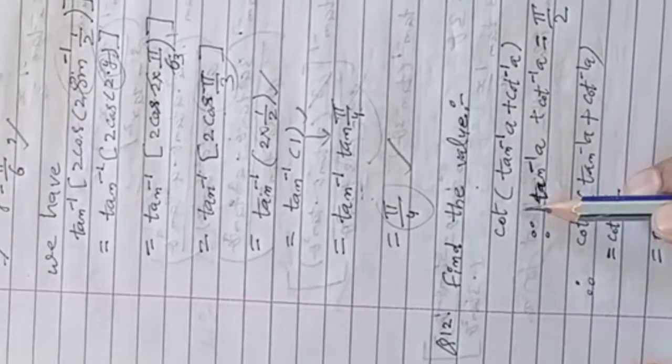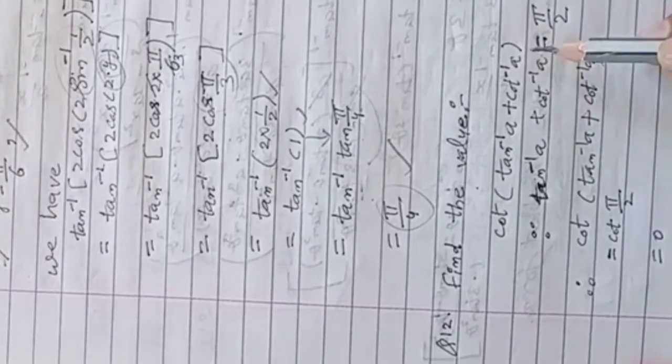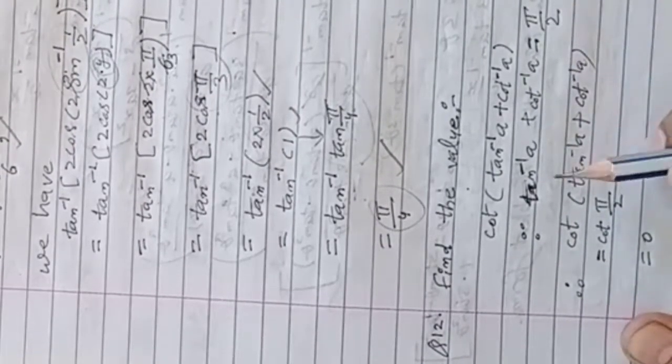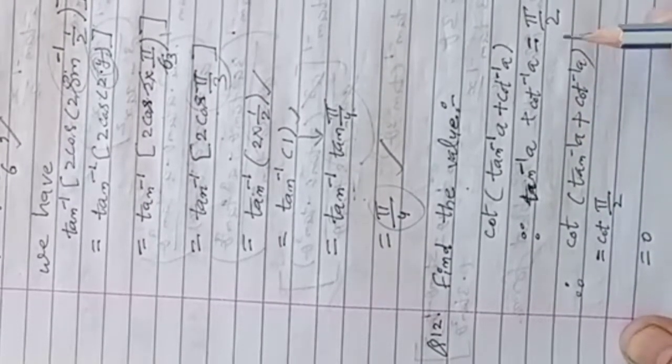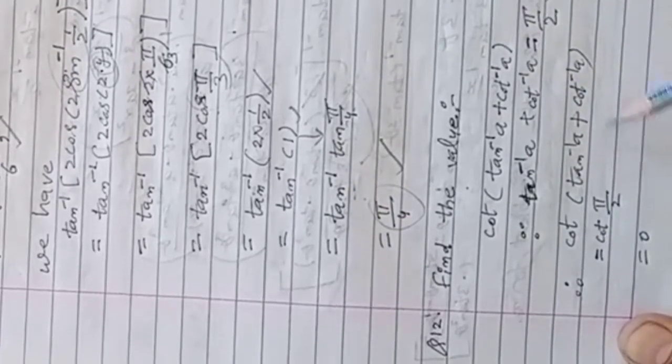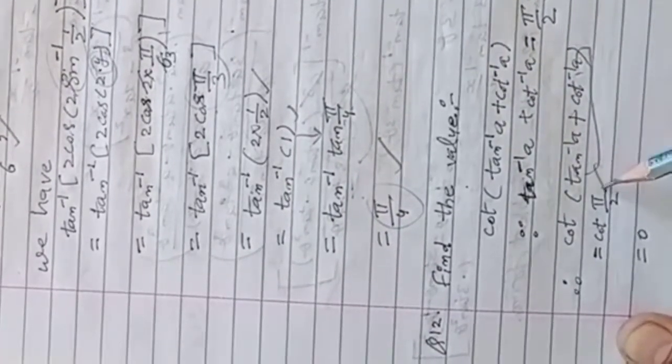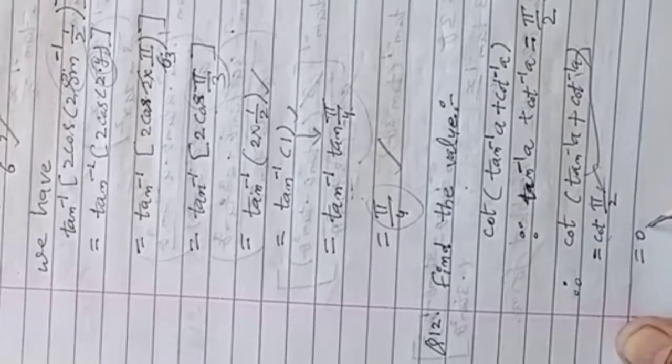Find the value of cot of tan inverse a plus cot inverse a. So students, we all know in formulas tan inverse a plus cot inverse a is equal to pi by 2. So we will put the value of these two, it is pi by 2. So cot pi by 2 will be equal to 0.